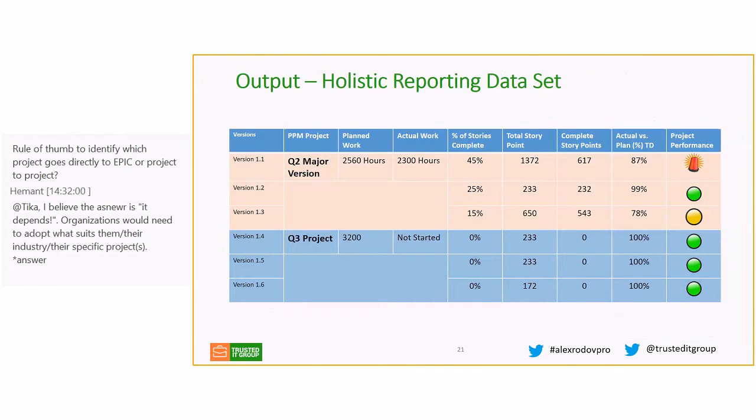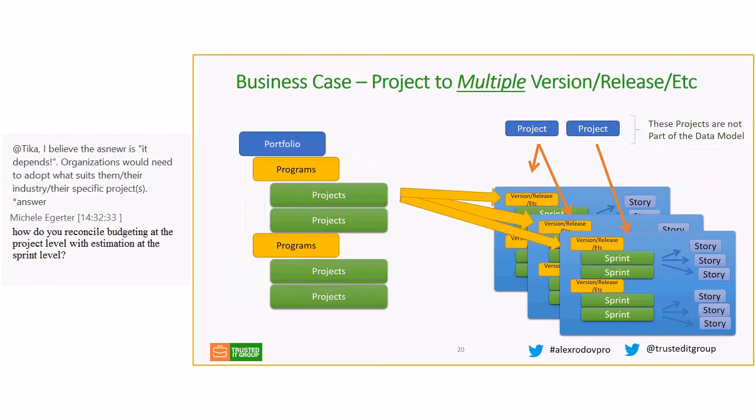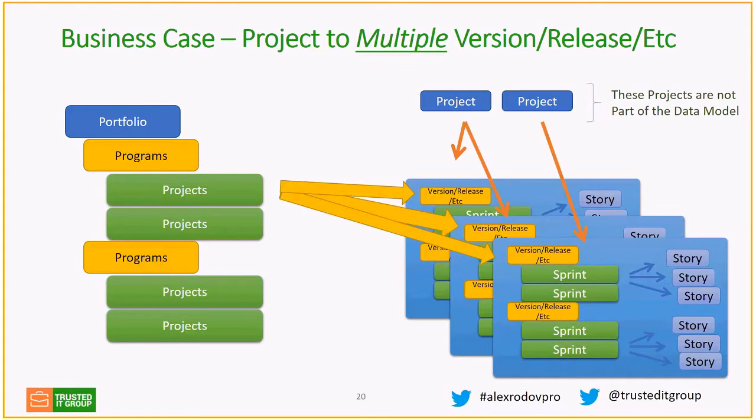All right, output: holistic reporting data set. As a result of these different types of links between these things, let's say we settled on one particular way of doing it. We're going to tie projects to versions. Let's say we agreed on that, and we build these links. We build a quick integration between PPM and Agile. Everything is working. People work in Agile tools, and they may not even know that their work is being linked to a particular project from the project management perspective.